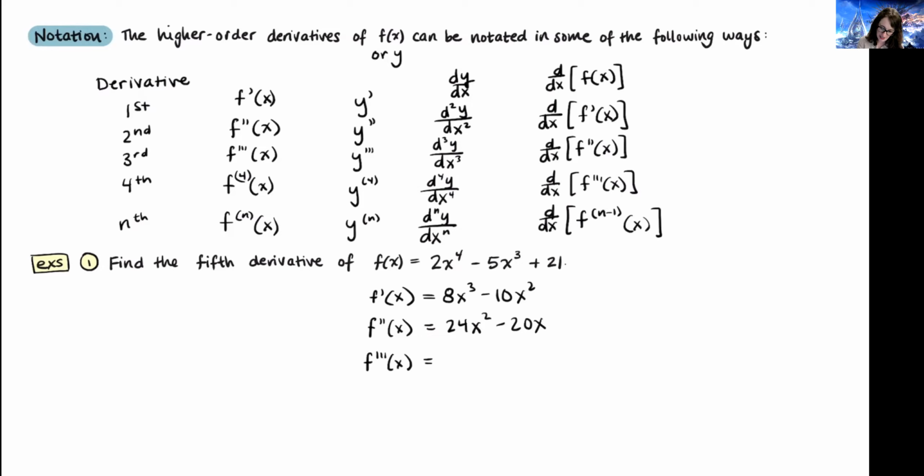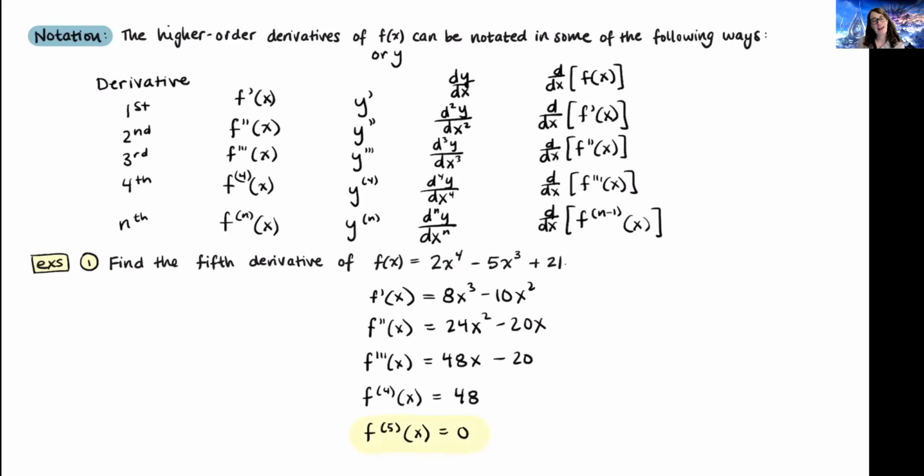We're differentiating now the second derivative, so we'll bring the 2 down and multiply. That'll be 48x to the first minus the derivative of 20x, which is 20. Okay, the fourth derivative, here's where our notation switches. We're going to find the derivative of the third derivative. So it'll be 48 minus 0. And then lastly, our fifth derivative will be the derivative of 48, and that's just 0. All that work for 0.